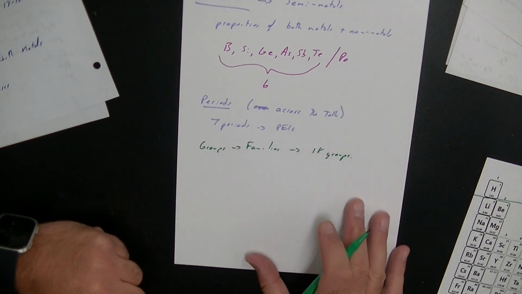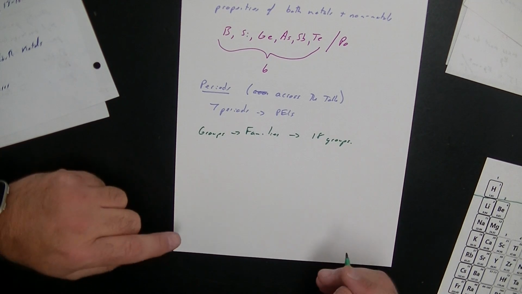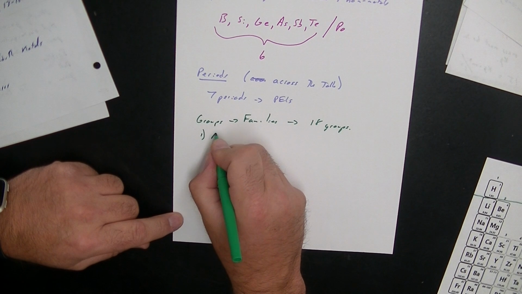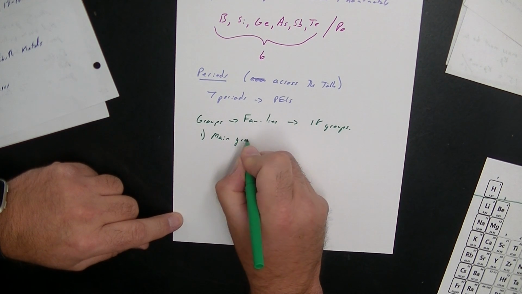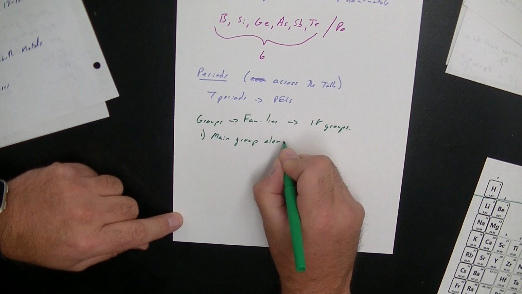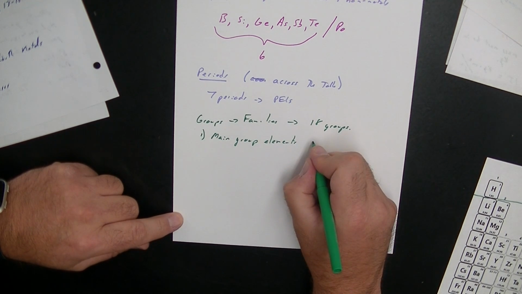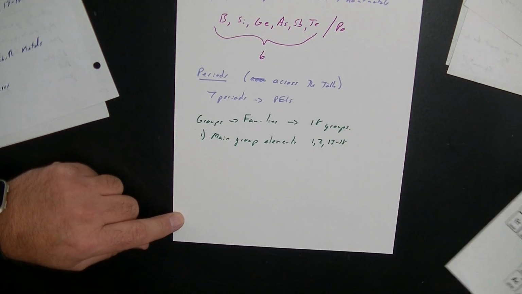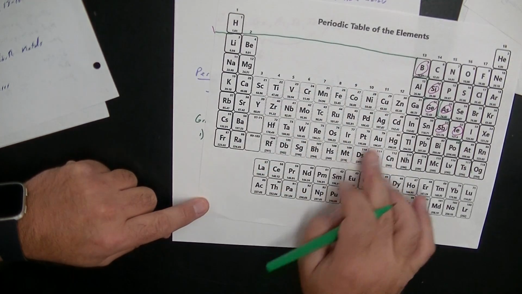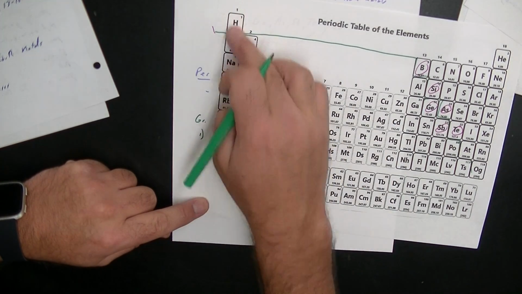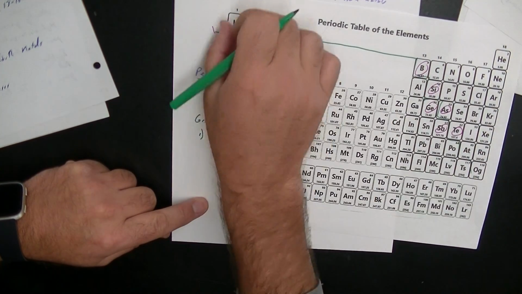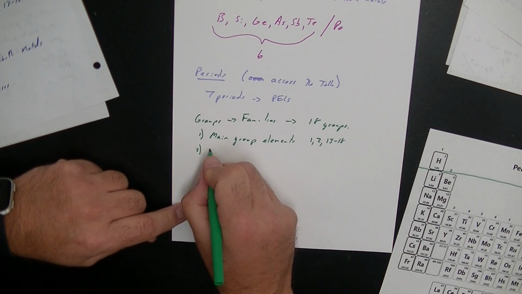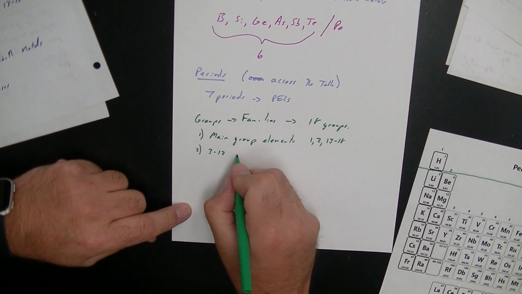Now, there are some that you have to know the names to. The first thing you should know are the main group elements. And those are groups 1 and 2 and 13 through 18. So it takes out our transition elements, these guys. So these are the main group elements. Like I just said, groups 3 through 12 are the transition metals, or the transition elements.